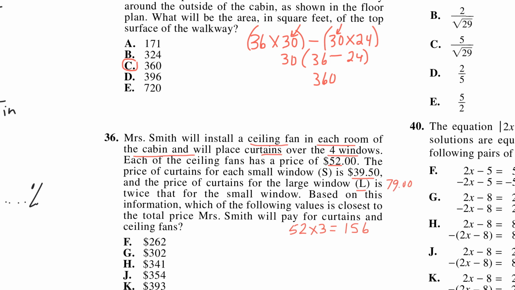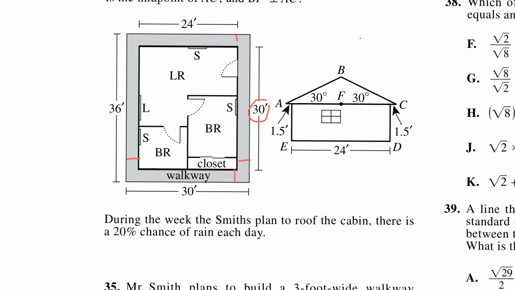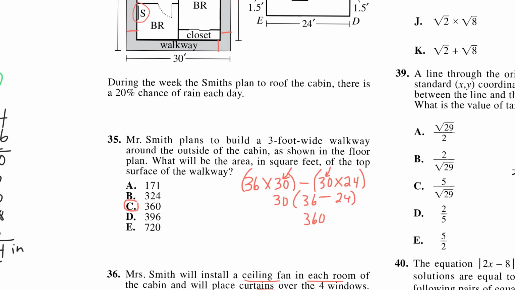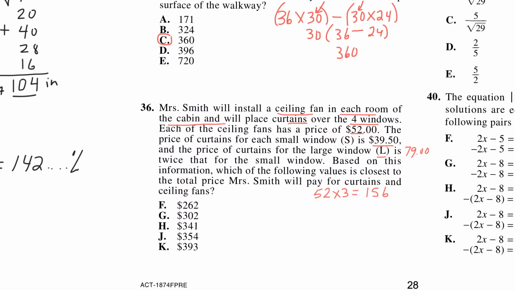So we need to look at the diagram and see how many windows, large and small, are in this diagram. It looks to me like there's 1 large window here, a small window there, and a small window there, and over here you've got another small window. So there's 3 small windows and 1 large window that Mrs. Smith is going to have to pay for. I'm not paying for it. Where is it, Mrs. Smith?